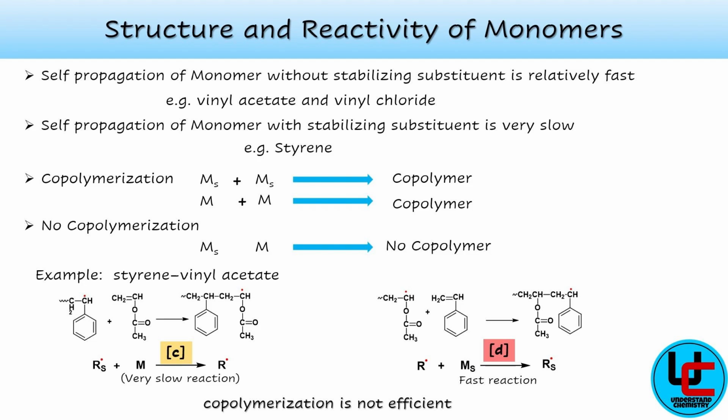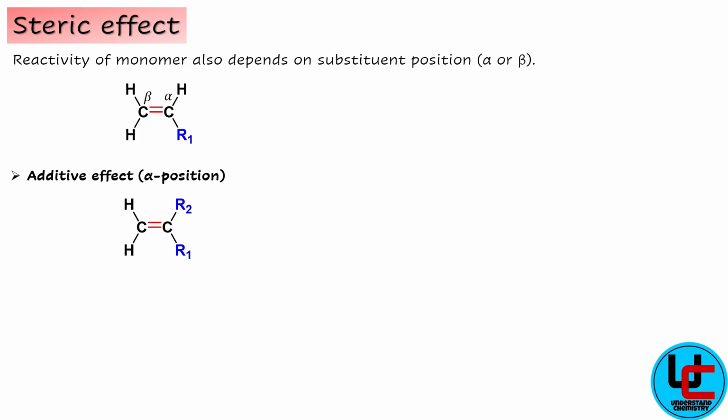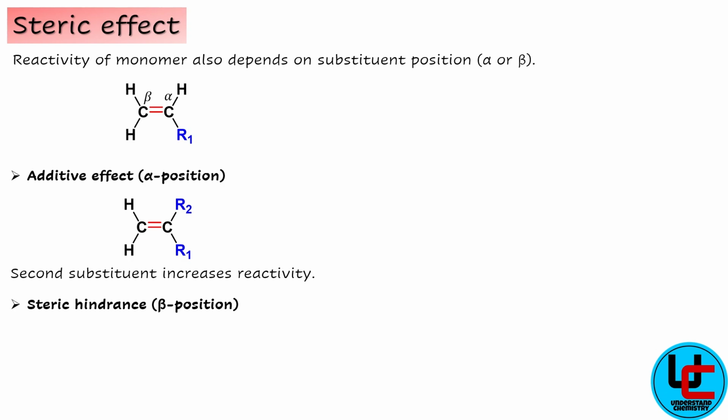Now let us move on to another important structural factor, the steric effect. This describes how the position and number of substituents on a monomer influence the reactivity. When the substituent is at the alpha position, it tends to have an additive effect, making the monomer more reactive. But when substituents are at the beta position, they cause steric hindrance, which makes the monomer less reactive.